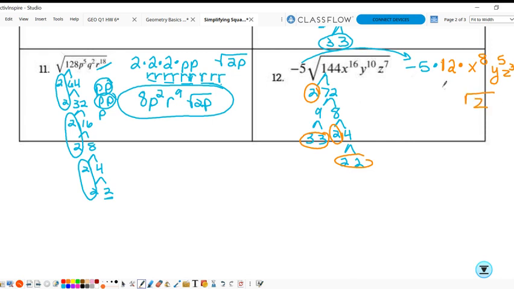So now we got to put all this together. So negative 5 times 12 is going to give us negative 60 for the numbers. Then we have x to the 8th, y to the 5th, z to the 3rd, and square root z. I'm going to kind of cross my z's here so they look like z's and not 2's. And there you have simplifying radicals with variables.